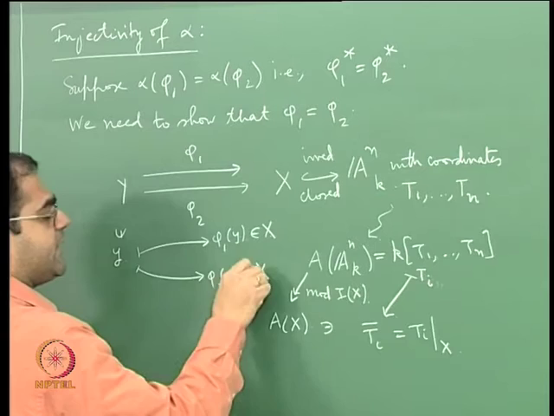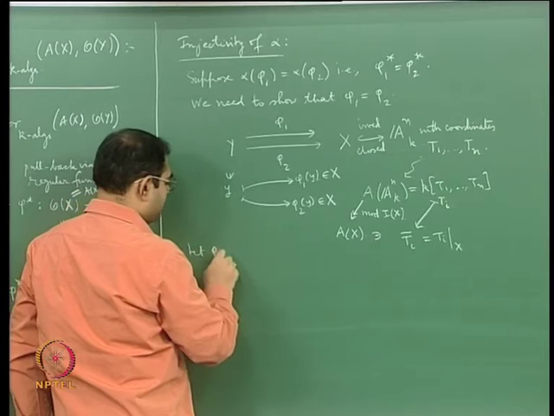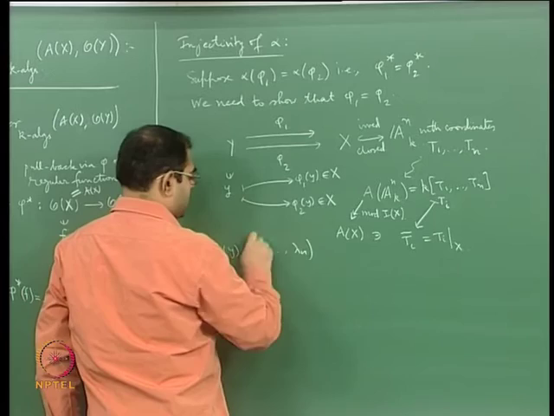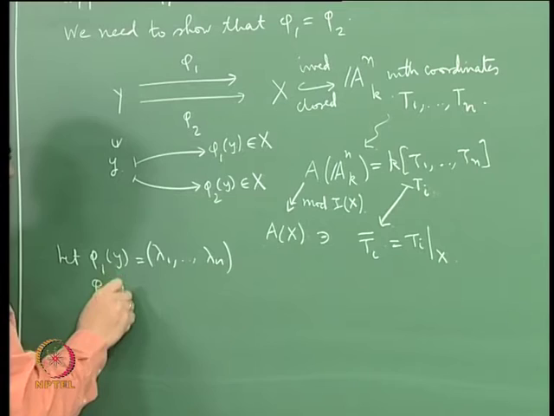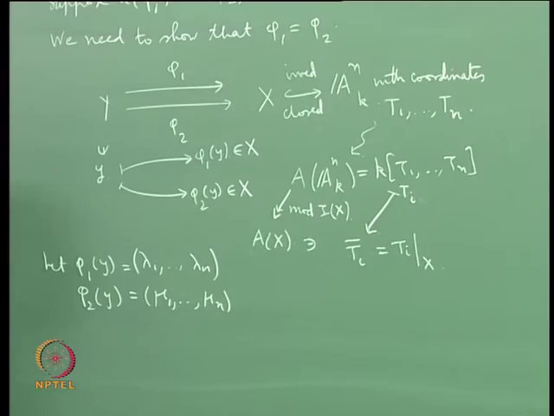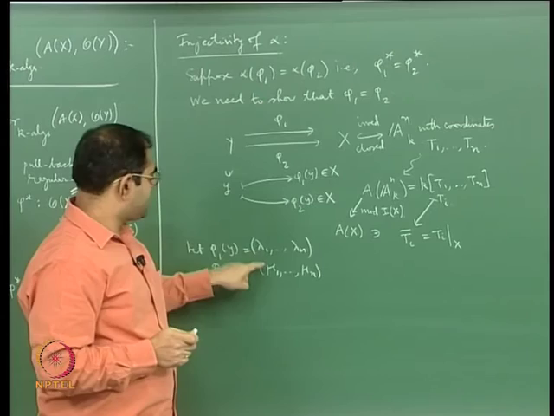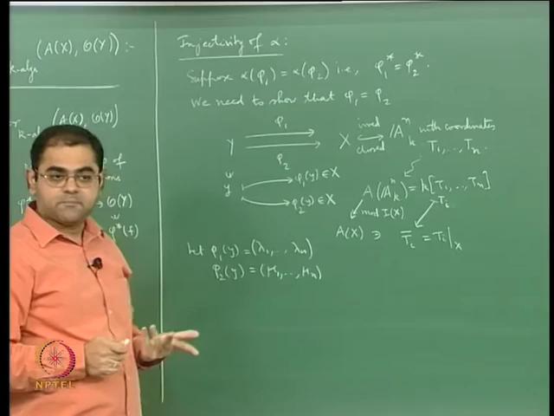And both phi 1 of y and phi 2 of y are going to be points in affine n-space, so they're going to have coordinates. So let phi 1 of y be (lambda 1, etcetera, lambda n), because after all it's a point in n-space, it is given by n coordinates, okay. And phi 2 of y is say given by (mu 1, etcetera, mu n), these are the coordinates of this point, okay. And what I'll have to prove is that if phi 1 upper star equals phi 2 upper star, then these lambdas are the same as the mu's, which will say that the points phi 1 of y and phi 2 of y are one and the same point. And since y was arbitrary, it would tell you that phi 1 and phi 2 are one and the same map. Okay.